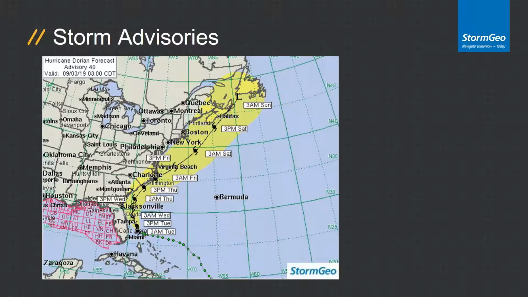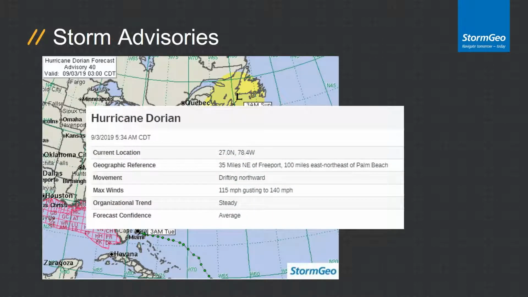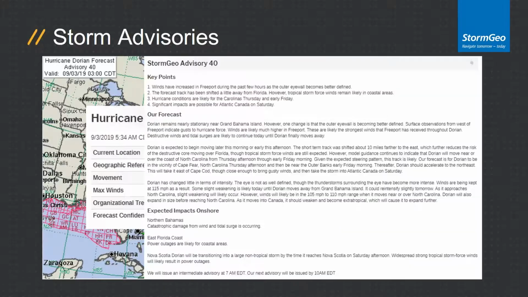So along with the track forecast, we'll have the information that you're accustomed to seeing: the location of the storm, the movement, the max winds, and whether it's organizing or not, and some additional text. Key points. This is always really important because this is where we will place information about changes from the previous forecast. So you'll see these on here. If you don't have the time to read everything in here, read these key points, and that would get you the most important information.